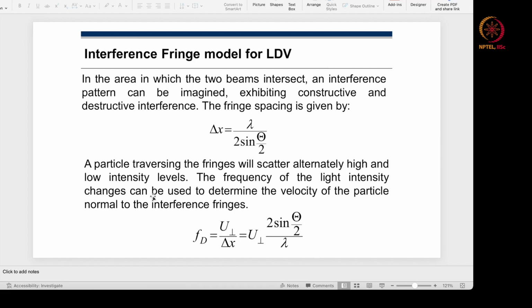So the frequency of the light intensity changes is what is actually used to determine the velocity of the particle in this particular case, and this is given by this simple relationship. This is the u, and this is the difference in the fringes. As you can see, if you make lambda small, these fringes will be smaller. Therefore, you can get more granularity on the velocity. And so this is how this is actually achieved. In the next class, we'll move further on this.